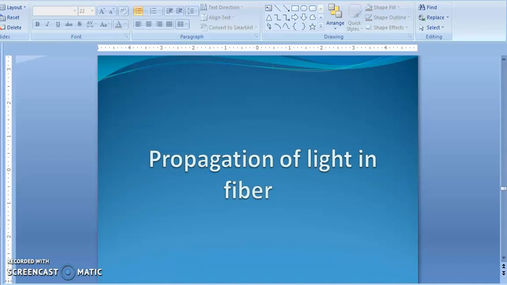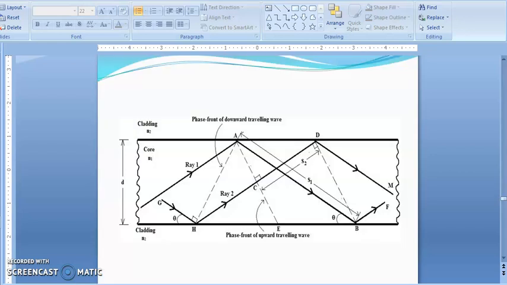Now we are going to see the propagation of light in optical fibers. See this diagram. This is ray 1, the incident ray, assume. It is reaching point A and is traveling along AB and BF and so on.